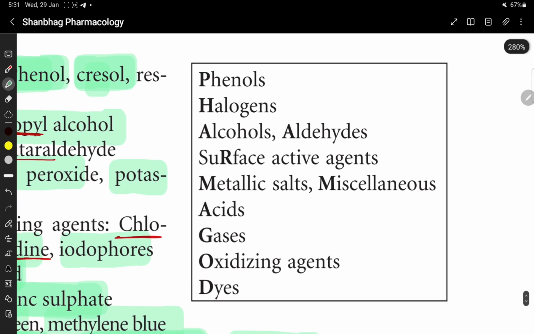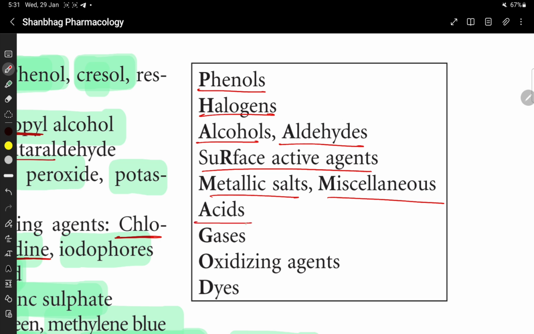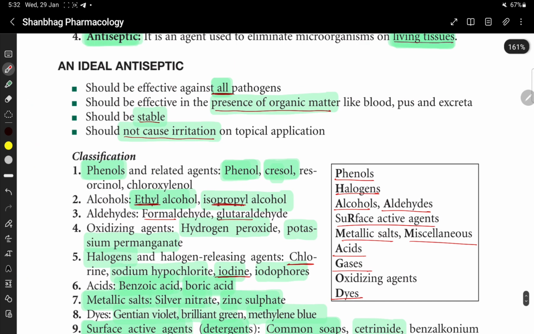So the mnemonic is Pharma God: phenol, halogens, alcohol, aldehyde, surface reactive agents, metallic salts, miscellaneous, acids, gases, oxidizing agents, and D for dyes. This is about antiseptics.